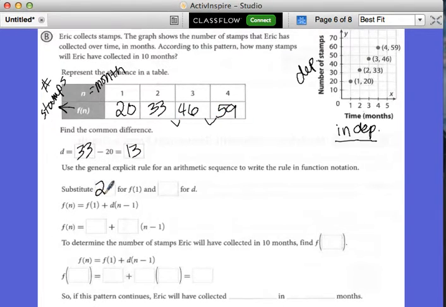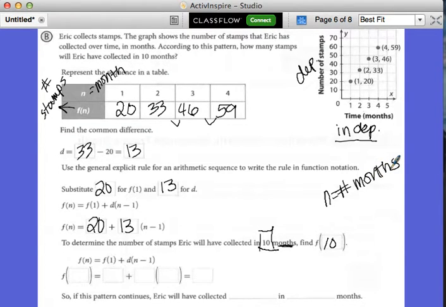So I substitute 20 for my f of 1, because in the first month he has 20 stamps. Now he hasn't collected 20 stamps, he has 20 stamps. And then I substitute 13 for d, and then my function would be 20 plus 13 times n minus 1. And now the question asks me, how many stamps would he collect in 10 months? So I know that 10 has to go in for n, since n is the number of months.